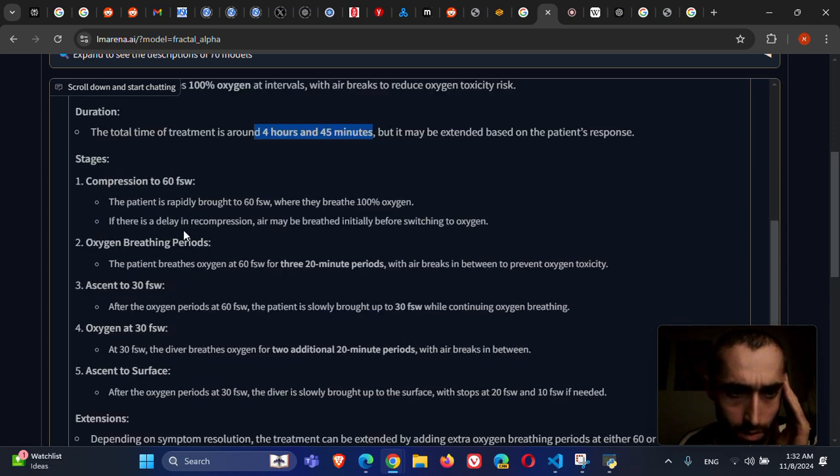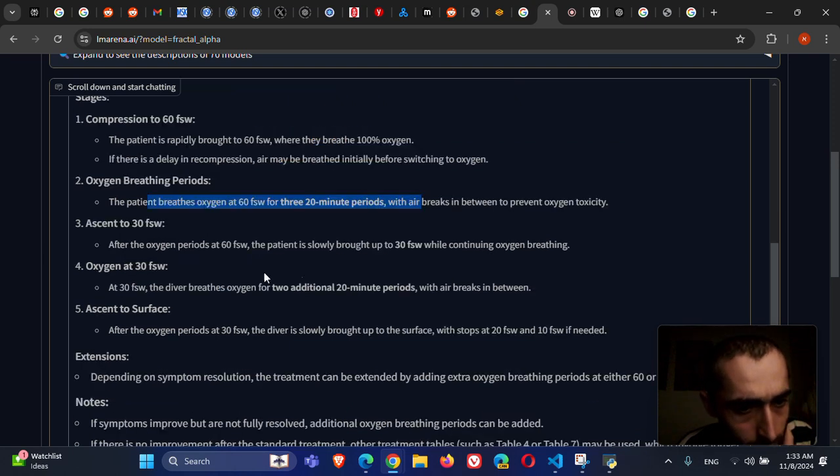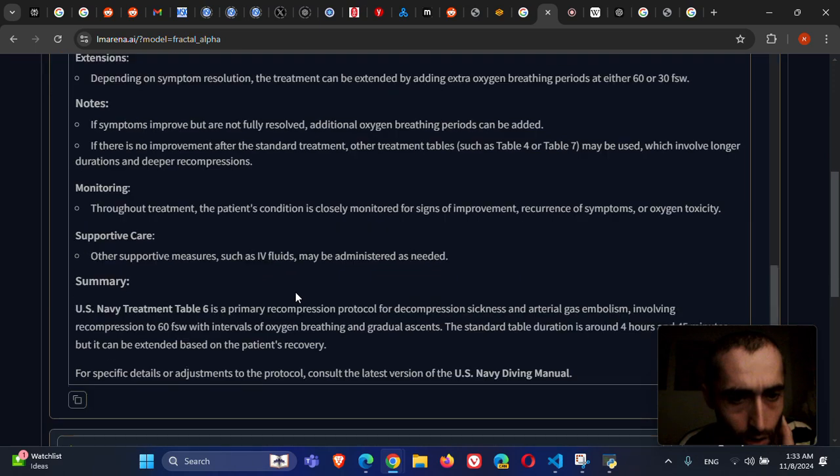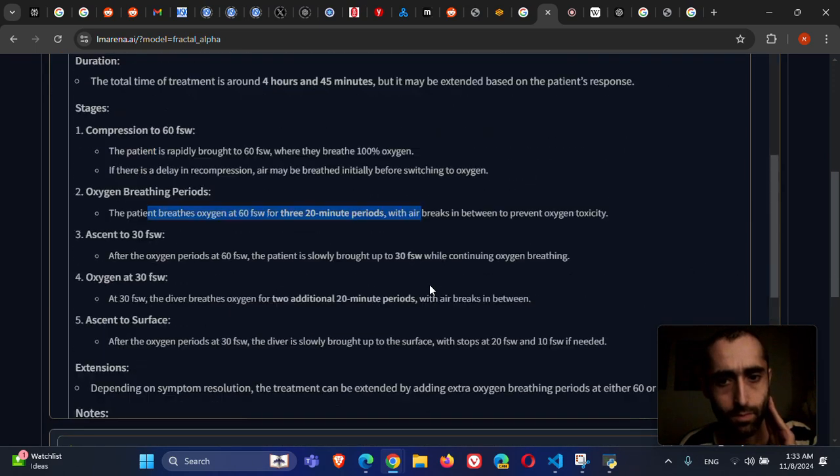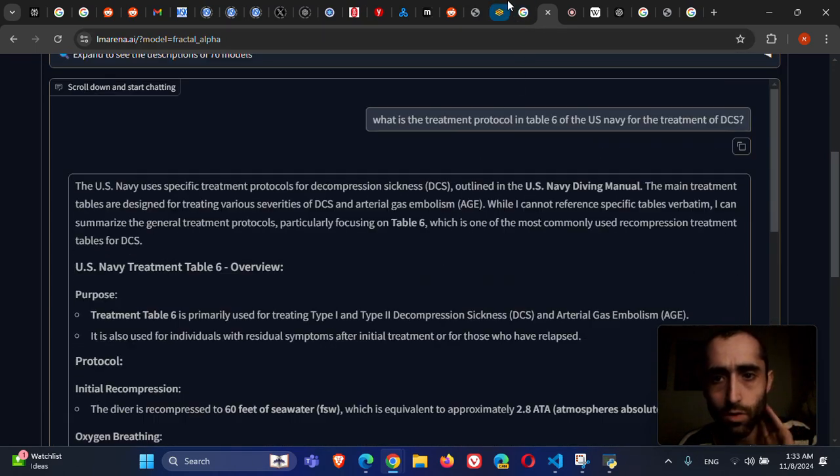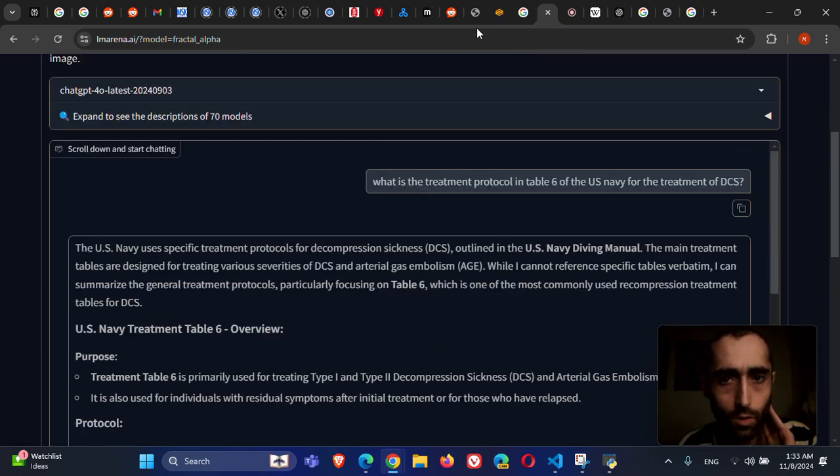Now type 2, this is good. A period of 20 minutes, and then the patient breathes oxygen with air breaks between. It doesn't tell me how long the breaks are, but this is true as I remember. Ascent, we're continuing. Two additional, this is true. This is a very good answer, very good answer. Okay, not many models gave me such a good answer. Claude, the newest one, gave me a very good answer.